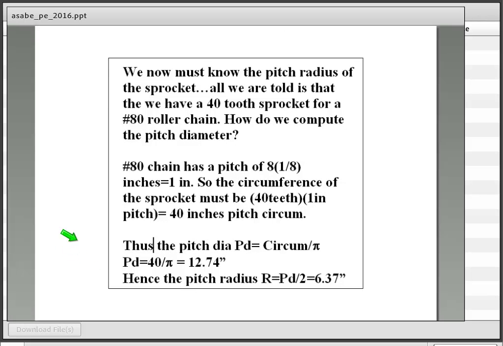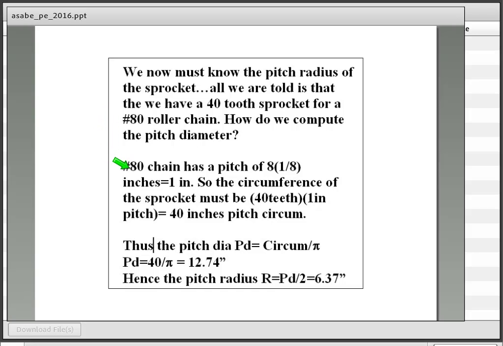Now then, we must know the pitch radius. Pitch radius is the effective rolling radius of a chain on a sprocket. It's not the outside diameter of the sprocket, but it's a little less than that. It's essentially the radius of where the pins in the roller chain are located. We're told we have 40 teeth on the sprocket, number 80 roller chain, how do we compute the pitch diameter?